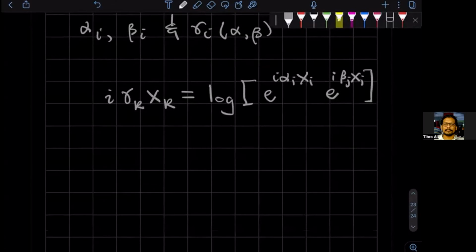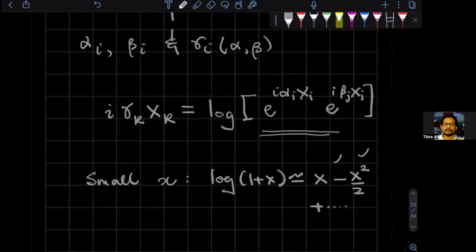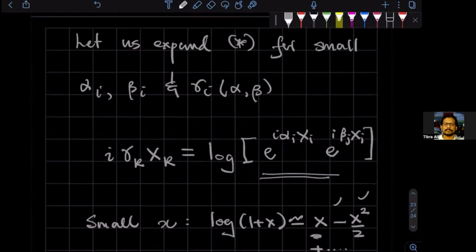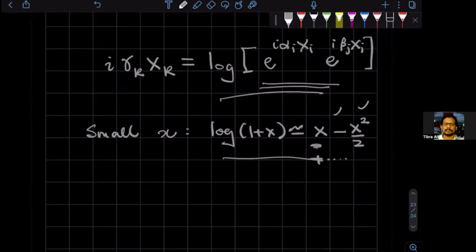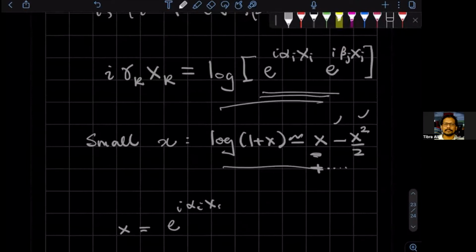Now, for small x, we know that log of 1 plus x can be expanded to x minus x squared by 2, and then higher order. So this is the linear order, and this is the quadratic order. We are going to expand to the quadratic order because up to linear order we only get this guy, and this is not going to capture the non-abelian nature of our group. So we have to at least expand to quadratic order. If I use this formula, then I can identify x to be e to the power i alpha_i xi_i, e to the power i beta_j xi_j minus 1.